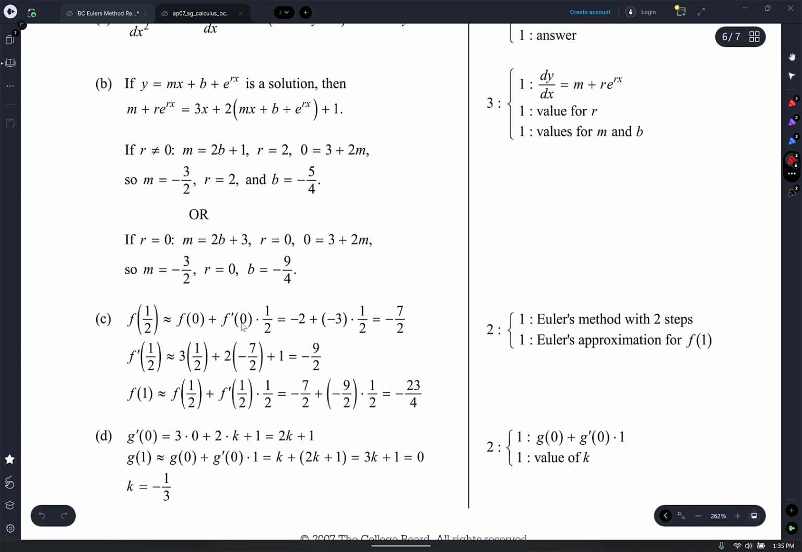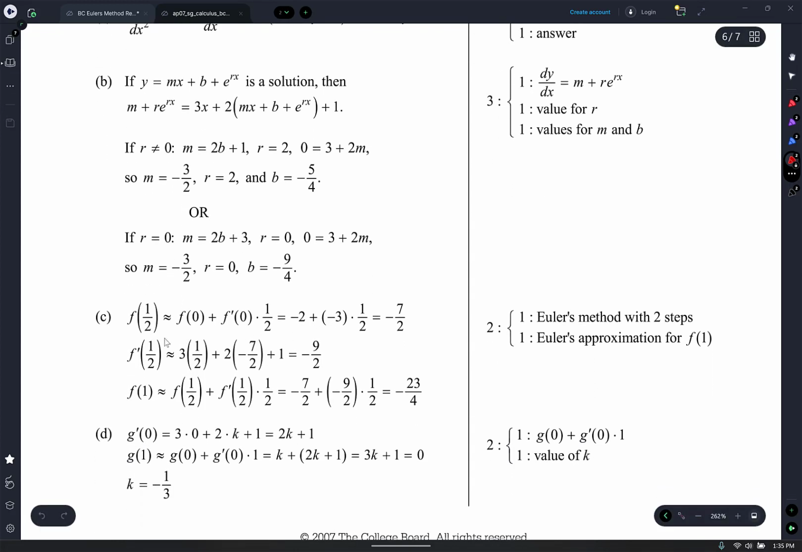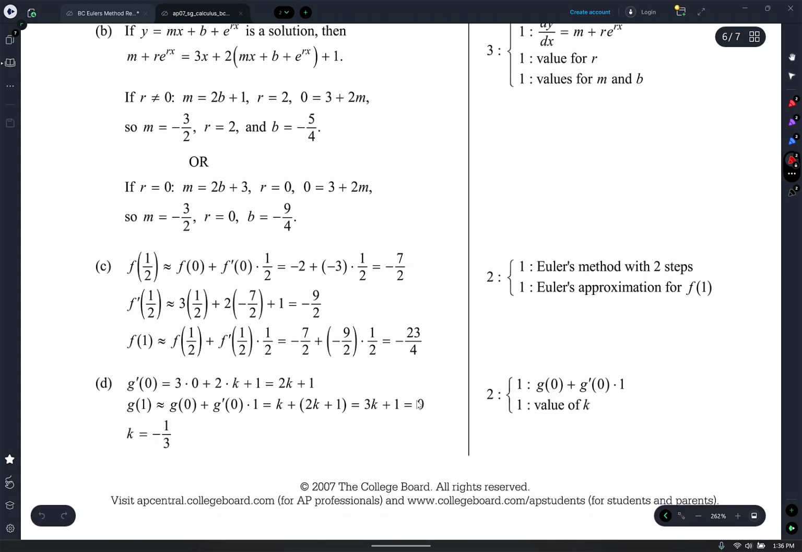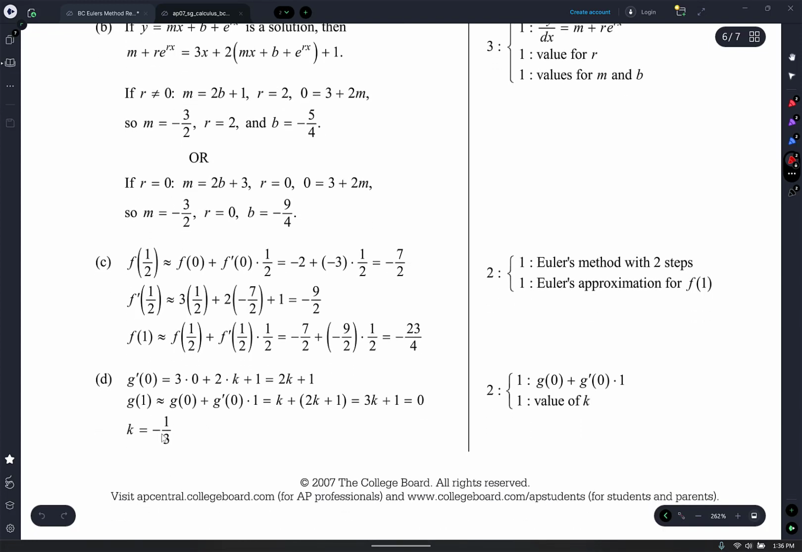Here's a formula, guys, which would work, but I don't like the formula. I think it's just better to do it the way we know it. F of 1 equals, did we get negative 23/4? Yes. Letter D, did we get k equals negative 1/3? There it is, we got it.